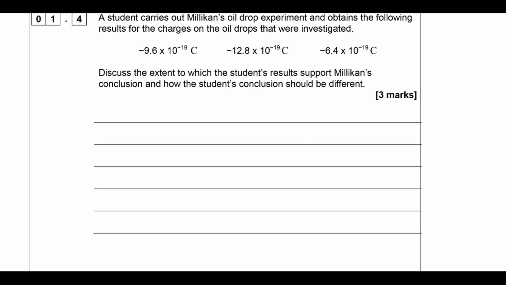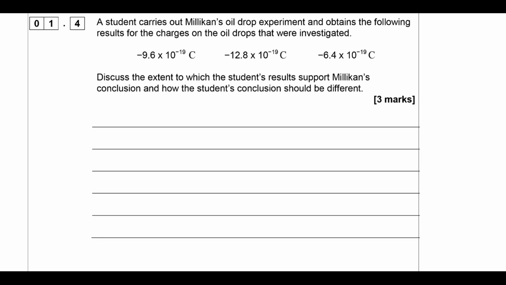Discuss the extent to which the student's results support Millikan's conclusion and how the student's conclusion could be different. So, Millikan concluded that the magnitude of an individual charge was 1.6 times 10 to the minus 19. Now we can see that all of these values are multiples of that value there. So the data does support that as a conclusion, but all of those numbers are also a multiple of 3.2, which means that the student could have concluded that the smallest charge is actually 3.2, so you could get a different one.